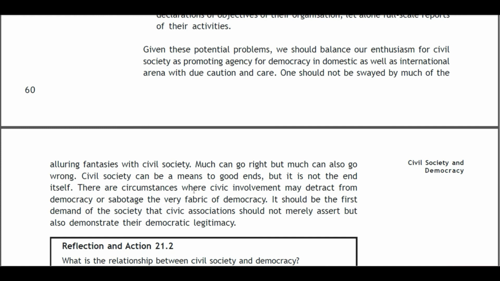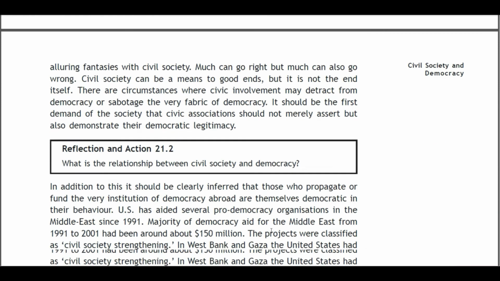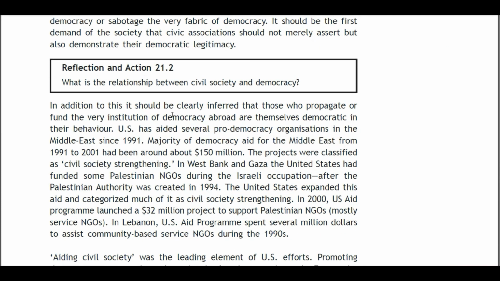There are circumstances where civic involvement may detract from democracy or sabotage the very fabric of democracy. It should be the first demand of society that civic associations should not merely assert but also demonstrate their democratic legitimacy. Reflections and actions. What is the relationship between civil society and democracy?